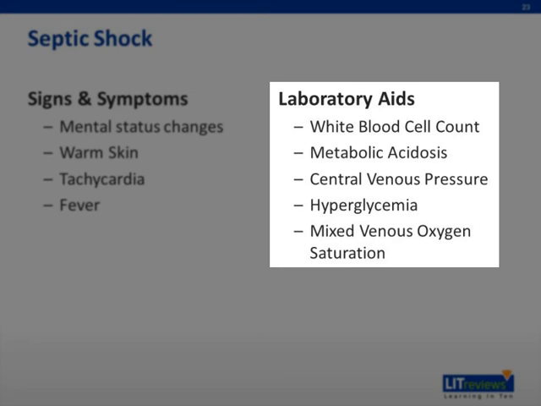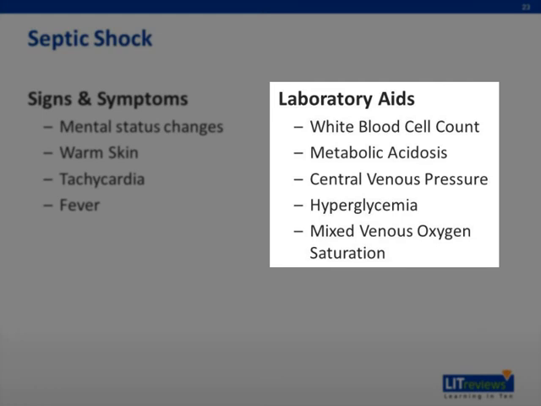Interestingly, blood glucose is intimately involved with septic shock. As cells enter a state of dysfunction, they stop using glucose properly, causing an elevation in serum glucose. In fact, a patient with a sudden increase in blood glucose with no other underlying etiology should be suspected of being in early stages of sepsis.